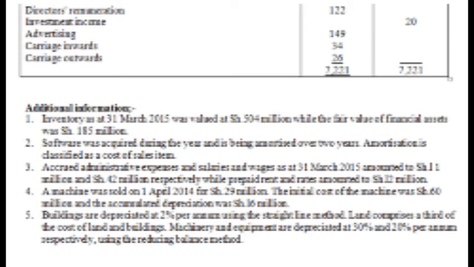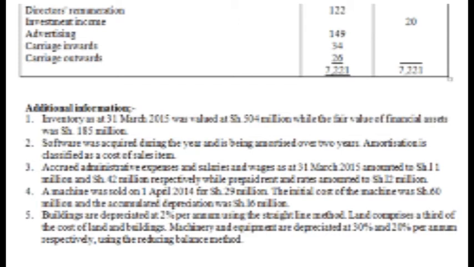2. Software was acquired during the year and is being amortized over 2 years. Amortization is classified as a cost of sales item. 3. Accrued administrative expenses and salaries and wages as of 31st March 2015 amounted to 11 million shillings and 42 million shillings respectively, while prepaid rent and rates amounted to 12 million. 4. A machine was sold on 1st April 2014 for 29 million shillings. The initial cost of the machine was 60 million and the accumulated depreciation was 16 million.